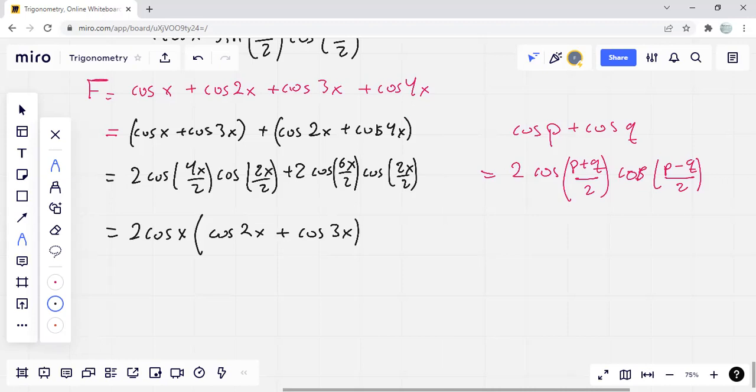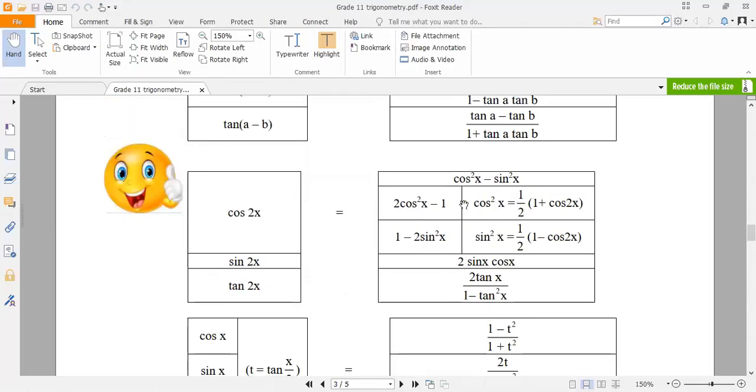Okay, it's important to know what the question is. For example, here we have cosine of 2x. And in the rules here, we know that cosine 2x is equal to one of these three formulas, as we discussed in class. But this is not what we want to do here.